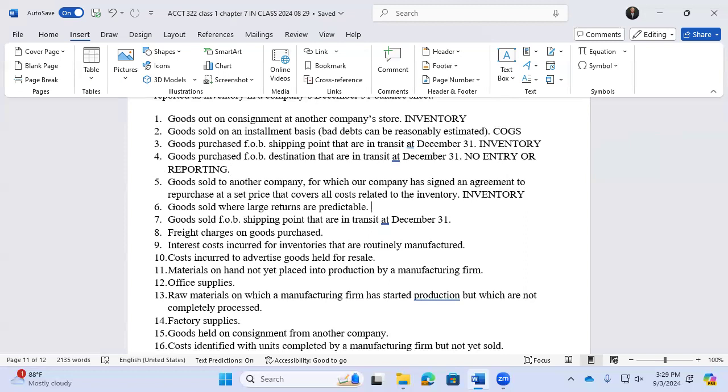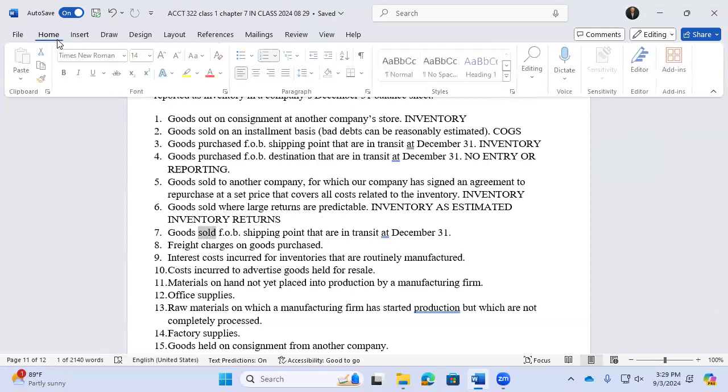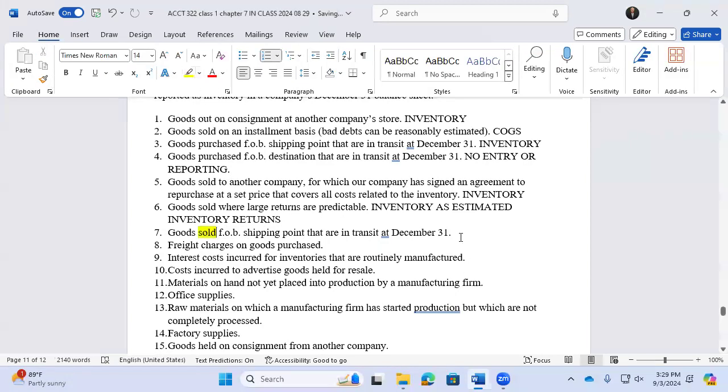Number 6, goods sold where large returns are predictable. You're going to report that in inventory as estimated inventory returns. And now we're here, goods sold FOB shipping point. Even though this looks a lot like number 3, we have the difference of sold versus purchased. And so this is inventory.